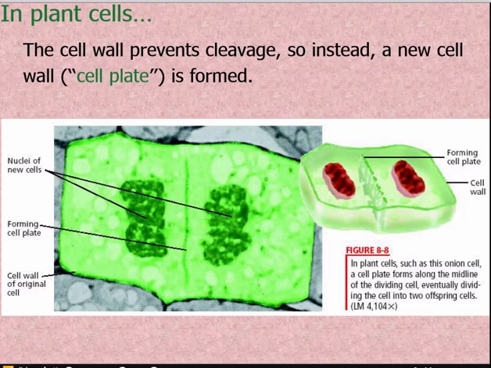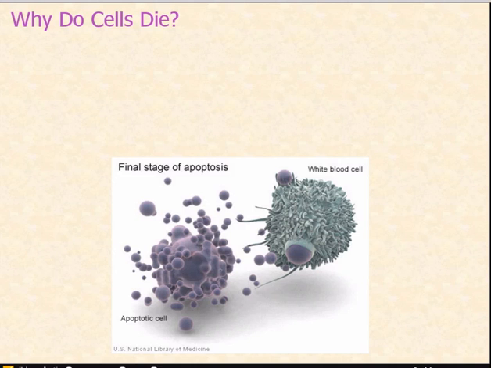So instead, a new cell wall called a cell plate is formed. Notice there's those two dark green blobs in the middle of the picture, and then there's a faint wall forming in between the two of them. That's called a cell plate, and that's how a plant cell divides. Okay, now that's it for mitosis and how mitosis works.